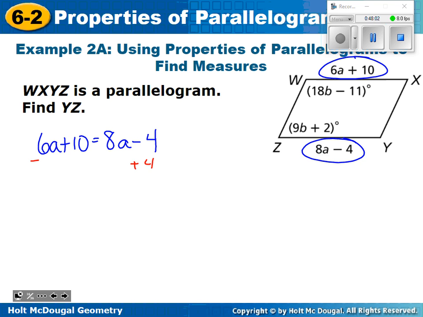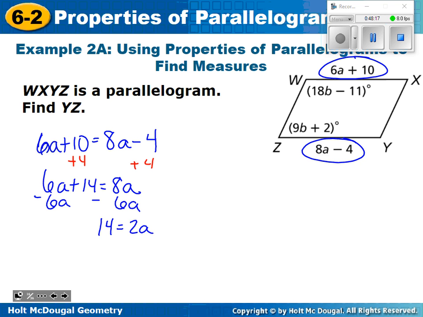Okay, I heard add 4 first. So add 4 to both sides, and we get 6a plus 14 equals 8a. Subtract 6a. 14 equals 2a, so a equals 7. And then the question said find YZ. So let's plug it back in. 8 times 7 minus 4.